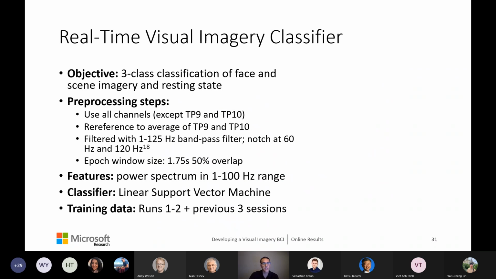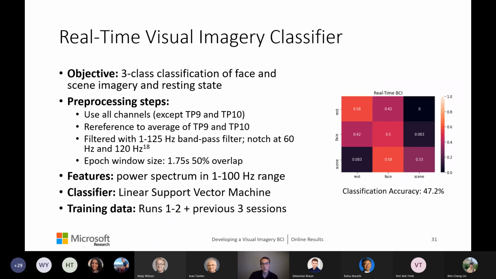As for the results from this experiment, the objective here was the 3-class classification of face and scene imagery versus resting state. The pre-processing steps were all the same as before, using all the channels except the ones behind the ears, re-referencing them to those mastoid electrodes, with the same high-pass filter band and same epoch size. Then for the training data, I used the 3 previous training sessions as before, plus the additional 2 runs from the current session to initialize the classifier.